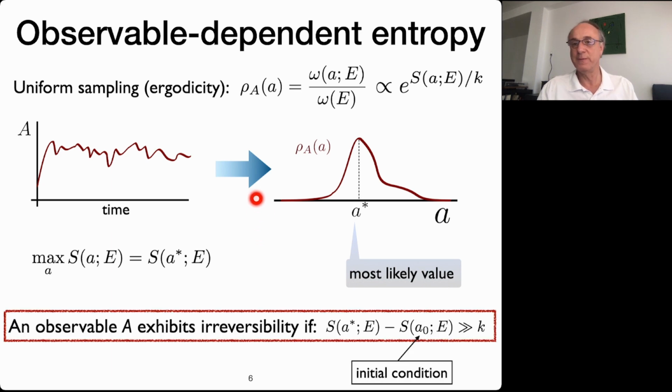If my initial condition is very unlikely, and this is equivalent to this condition, if the entropy of my initial condition is much smaller, in units of Boltzmann's constant, than the most likely entropy, so I'm here, this means that immediately the system will go to the values with a non-negligible probability. So we will see irreversible behavior. We will see that my observable goes immediately to this most likely value or values around this most likely value. Okay, and this is fully objective. This is the point. This is fully objective.